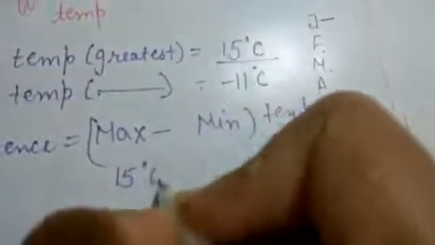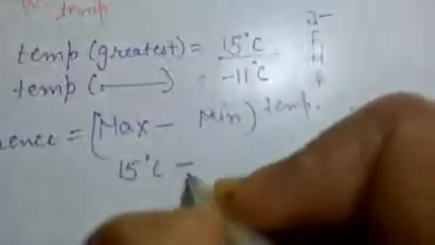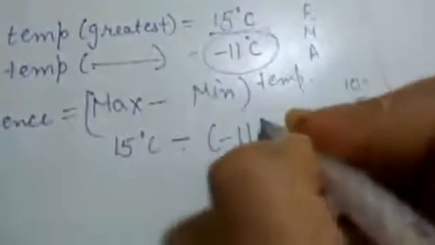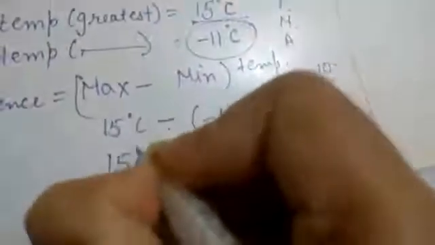Here we know maximum temperature is 15 degrees Celsius and minimum temperature, minus sign is firstly written, that's why I have written. Now the minimum temperature is -11, so that I have to write like this way. 15 degrees Celsius minus, we know this thing, minus plus 11 degrees Celsius. So that is 26 degrees Celsius, that is our answer. I hope you understood.